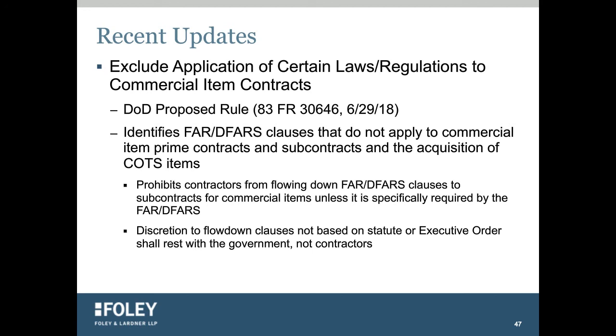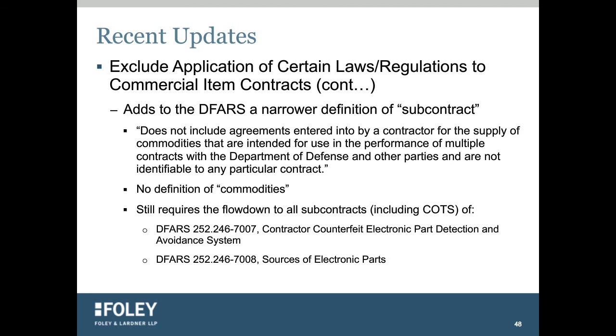So we always struggle when clients say, well, what subcontracts do I need to actually include these flowdowns in? And one of the kind of unknown areas is inventory. So let's say you keep a bunch of widgets in inventory, some you use on commercial programs, some on government programs. Do you have to include the FAR and DFAR clauses in all those purchase orders to the supplier for those widgets? And this new definition says, no, you don't. So if you have a bin in inventory, and you use it for multiple programs, both for the government and otherwise, then it does not fall in the definition of a subcontract, and therefore you would not need to flow down the clauses. Note the clause talks about commodities, and there's no definition of a commodity as of now.